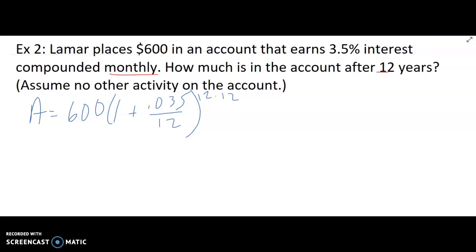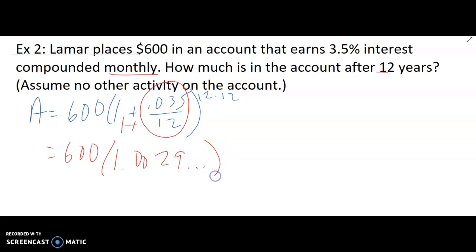Now with our order of operations, inside the parentheses, we have to divide first. And this is ugly, you guys. When you take 0.035 and divide by 12, it's a really, really ugly decimal. So we're going to take that ugly decimal and add it to 1. So I get 600 times 1.0029, blah, blah, blah, keeps going. And we're going to raise it to the 12 times 12 power, which is 144. In your calculator, you should still have this 1.0029, so we're just going to hit the caret button and raise that to the 144th power.